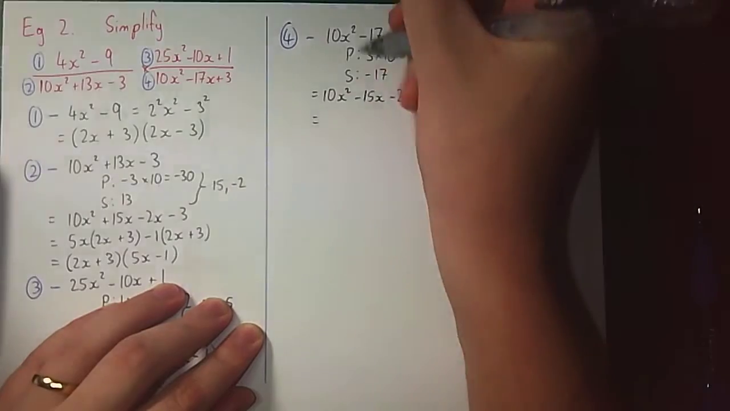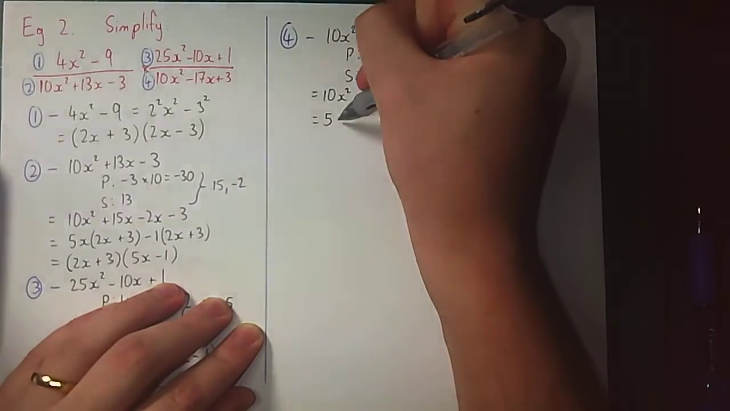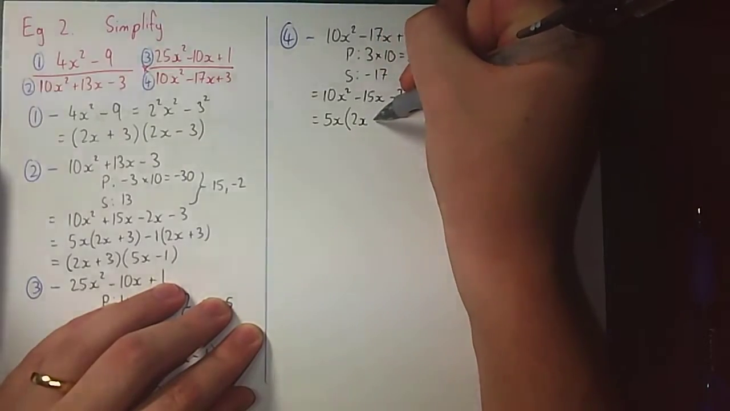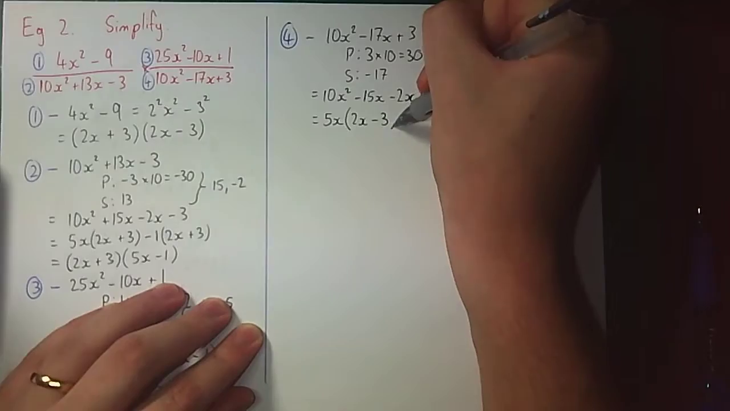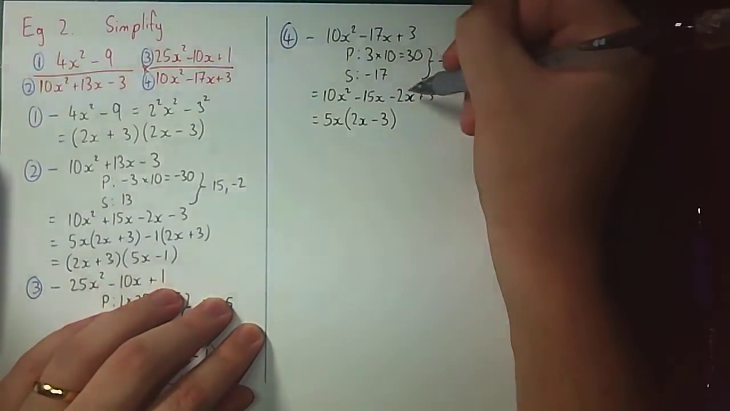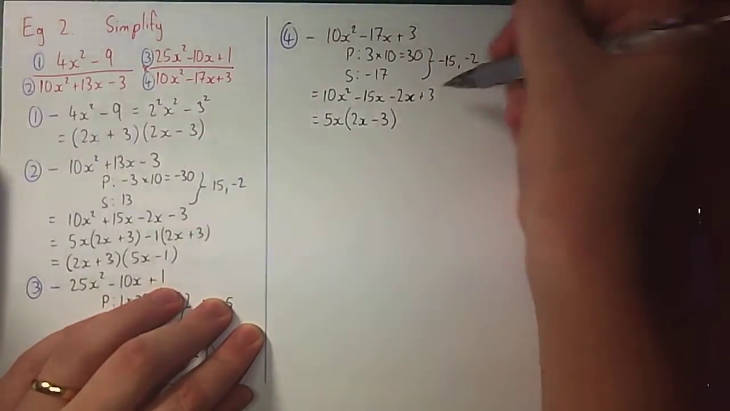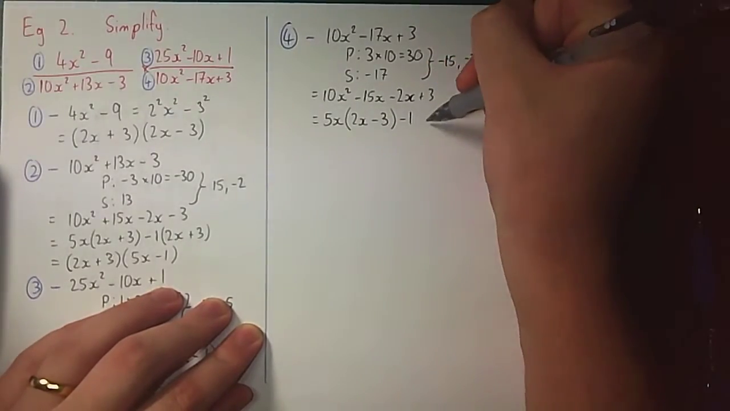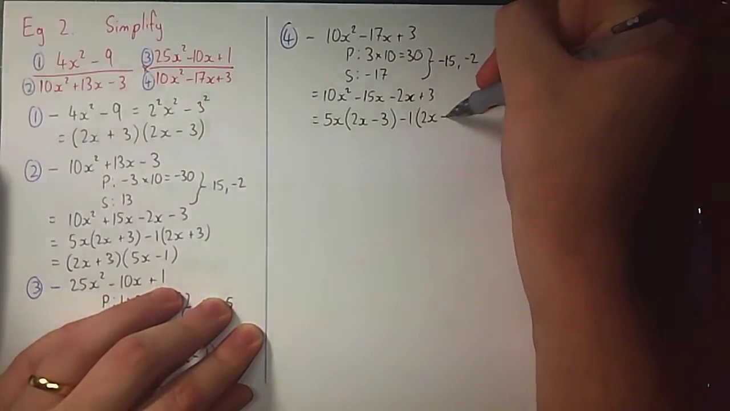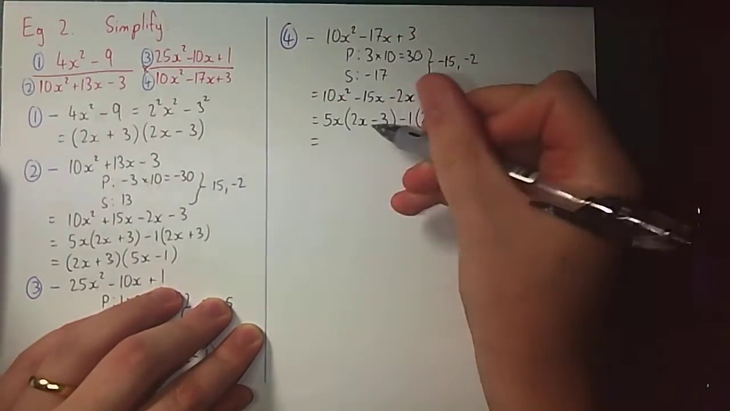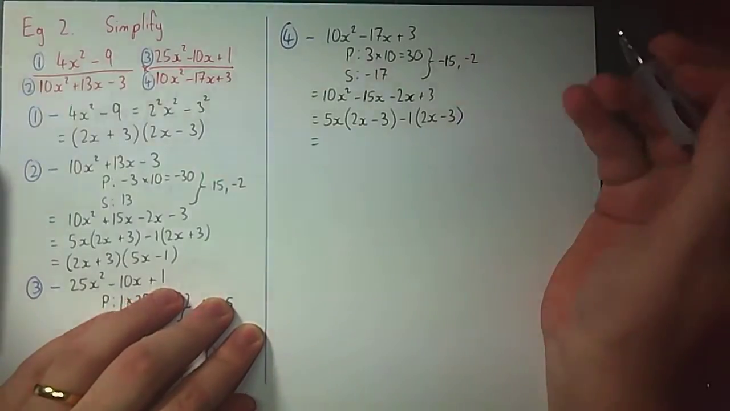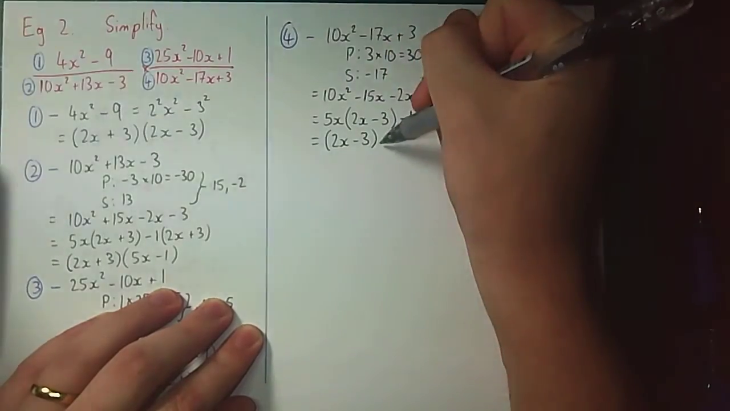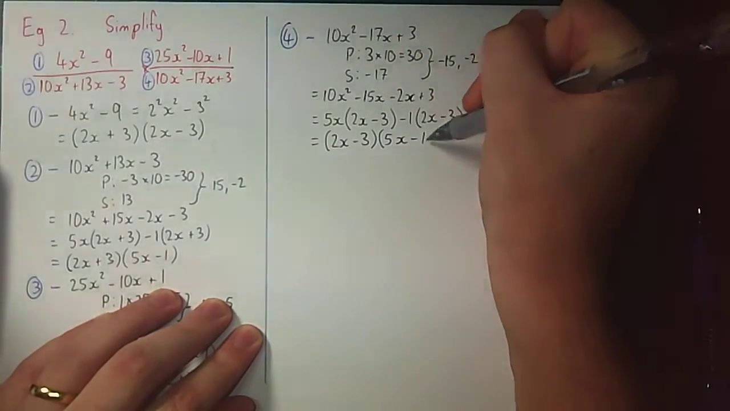We'll split these two up, so that's going to be 5x in common. Left over we have 2x minus 3. And here we have nothing in common. There's a negative there. That's a positive 3. We want to make sure it's going to be a negative 3, so this will work. So we're going to take out a negative 1, be left with 2x minus 3. 2x minus 3, we have also another 2x minus 3 in common, so we'll take that out. And left over we have 5x minus 1.